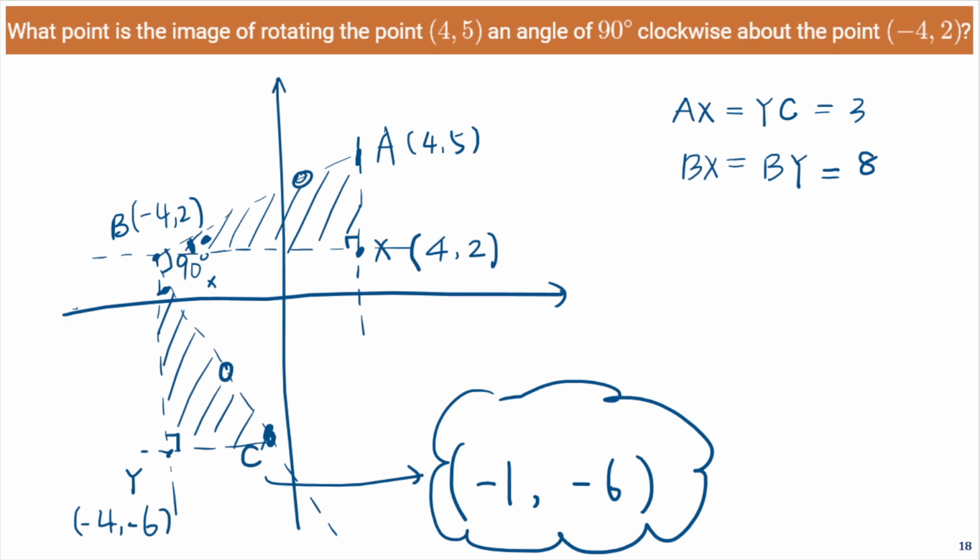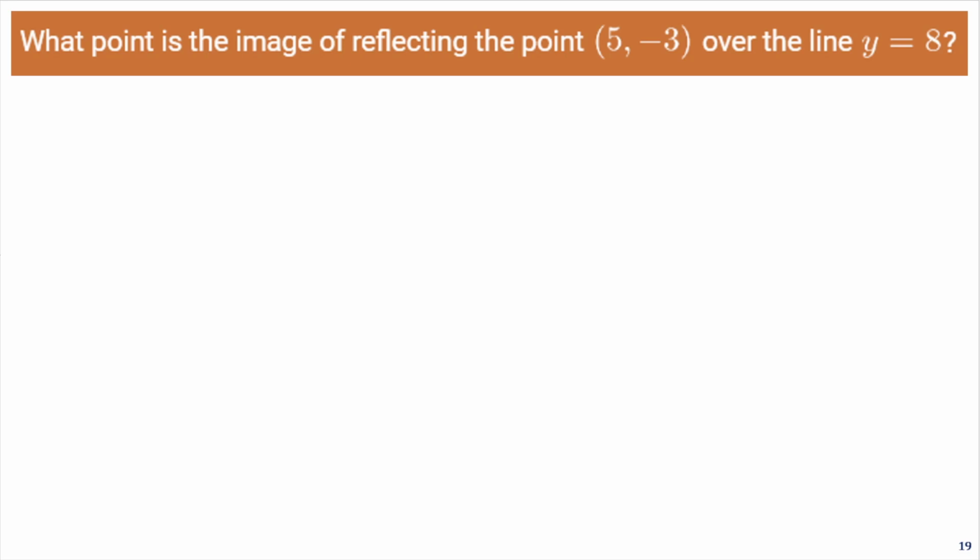Alright, if no questions, let's consider another one. What point is the image of reflecting the point 5, -3 over the line y equals 8?